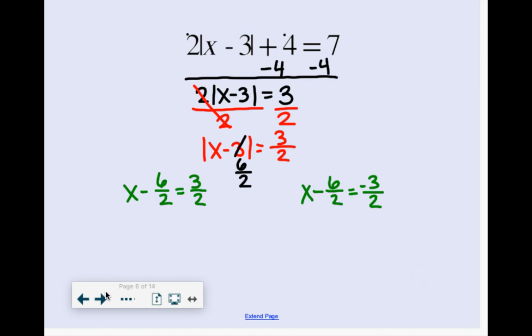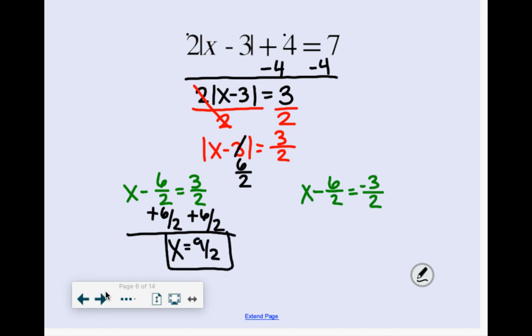And all I have to do for my last step is add that 6 halves to both sides. The whole reason why I changed that is because 3 halves plus 6 halves is 9 halves. And then on the right side, adding 6 halves, negative 3 halves plus 6 halves, negative 3 plus 6 is positive 3 halves. And I have my two answers, 9 halves and 3 halves.